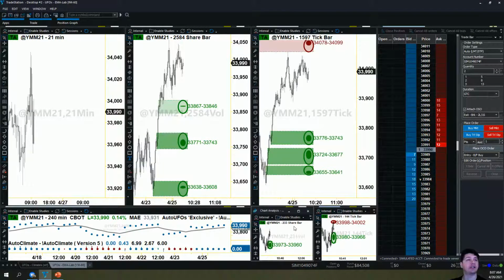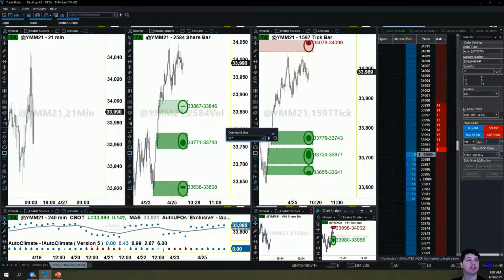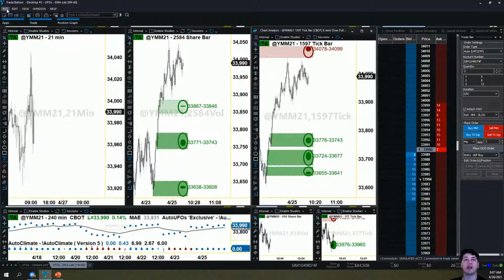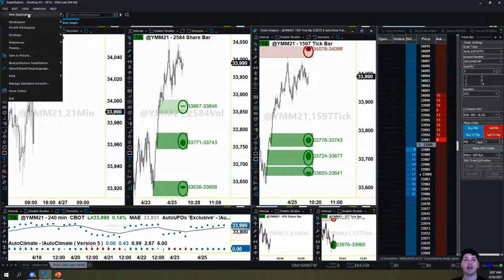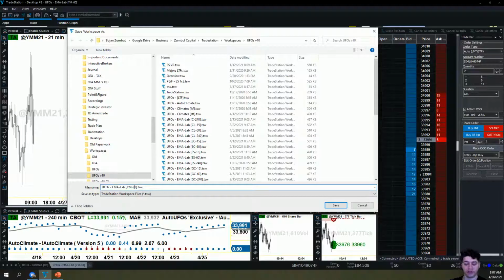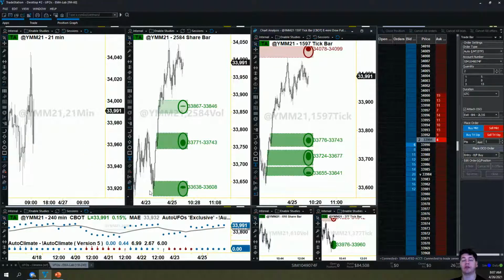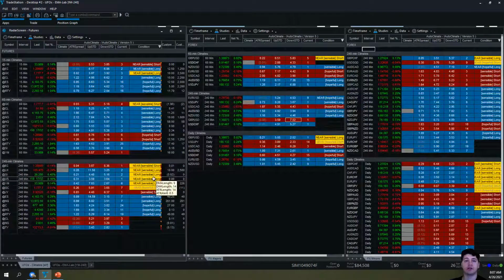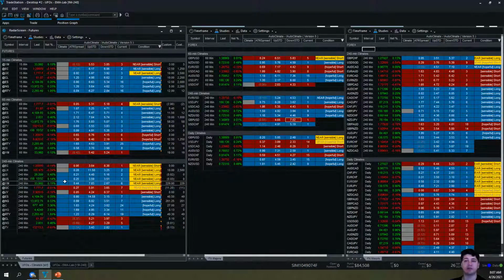Now the reactive ones, while we don't typically use them a whole lot lately, I'm going to put these so they match properly: 610 and 377. I'm going to save this workspace as the YM 240 minute. There we go. Now that we have the proper time frame and the proper setup, we're going to take a look and double check again. We see that we have a near sensible long on the Dow on the 240 minute.